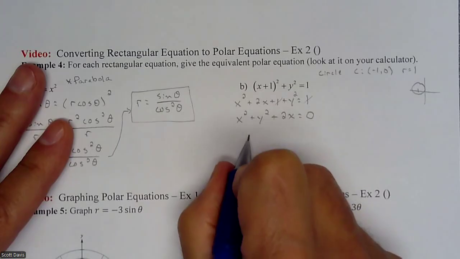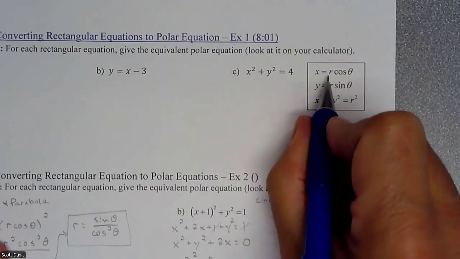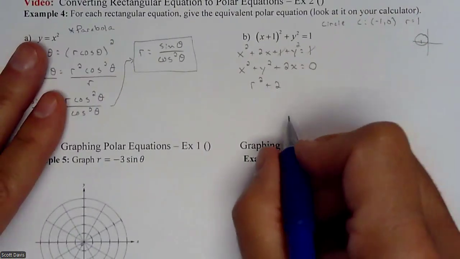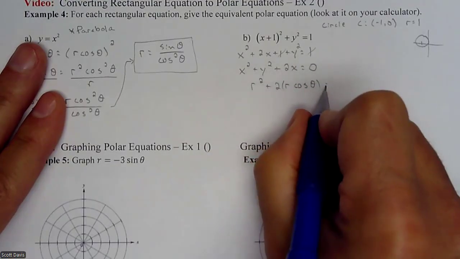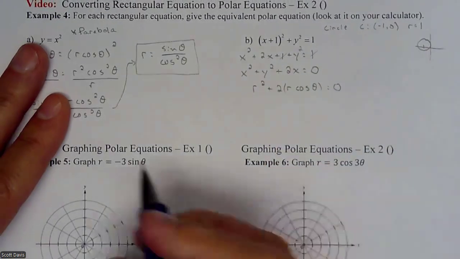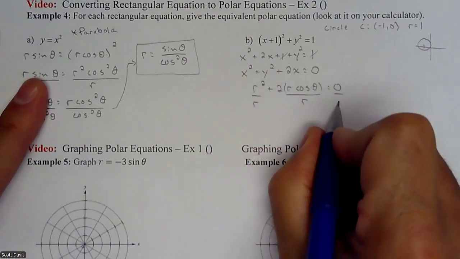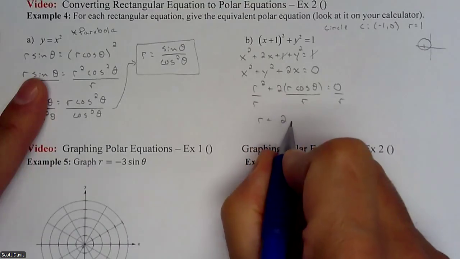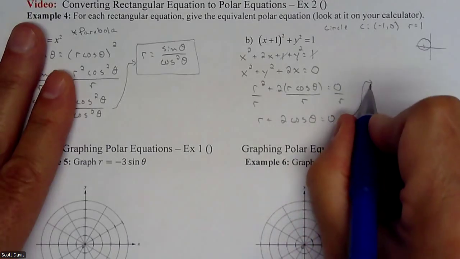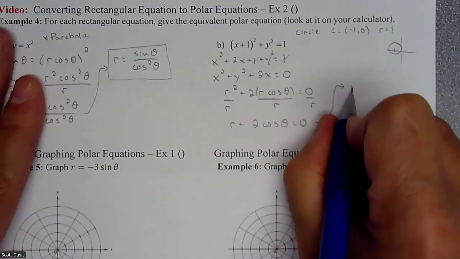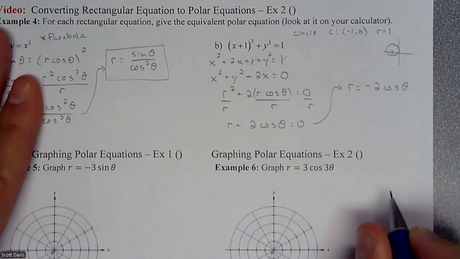So then I'll sub this with r squared plus 2 times x. x is r cosine theta. So r squared plus 2r cosine theta equals 0. And then I'm going to do that same weird thing where I divide every piece by r. So r plus 2 cosine theta equals 0. If I shift it one more time, I'll bump that over. And so my r is going to equal negative 2 cosine theta. And that should be my equation.